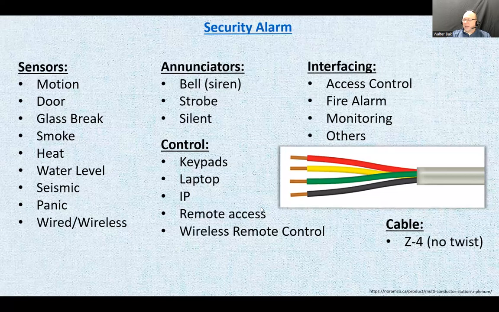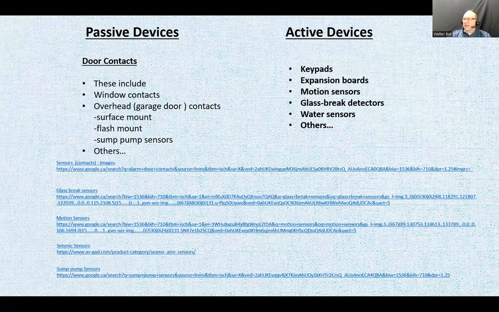I always leave that. Okay, we have done the security alarms, and you know what, before we move on to the fire alarm, we're going to continue with that next time we see each other. Passive devices are door contacts, window contacts, overhead garage contacts, anything that involves a magnet. There could be surface mount, flush mount, sump pump sensors. And there's no magnet, it's just like a lever that closes the contact, opens and closes the contact. They do not require power.